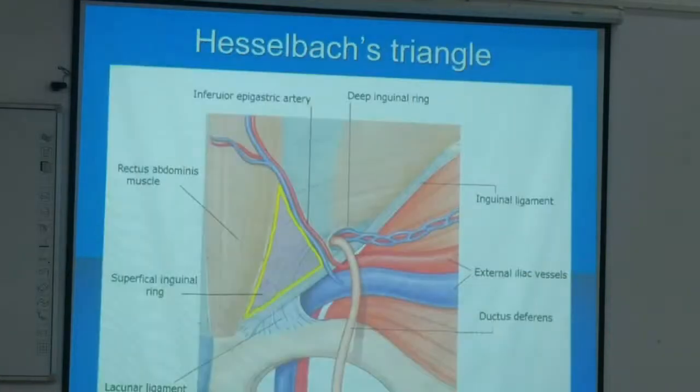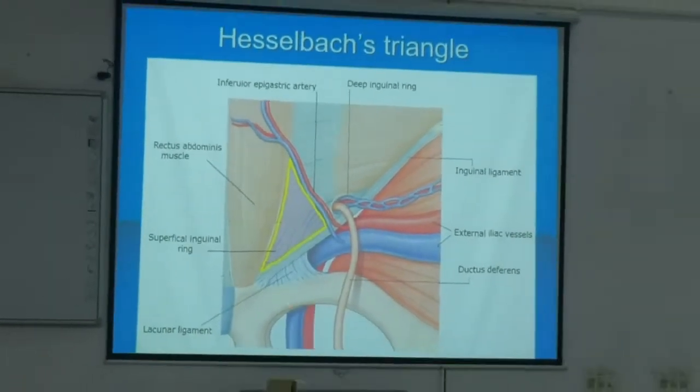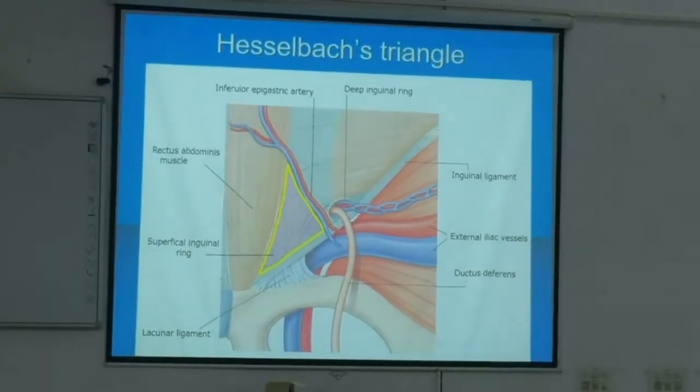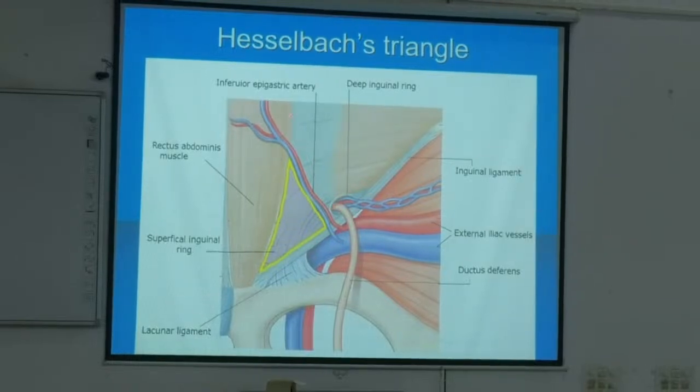Next. See, this is the triangle, this yellow one. This is the midline of the abdomen, and here is the rectus abdominis muscle. So the medial boundary is formed by the lateral border of the rectus abdominis muscle. The lateral boundary is formed by the inferior epigastric vessel, and the base of the triangle is formed by the inguinal ligament. So these are the boundaries of Hesselbach's triangle.